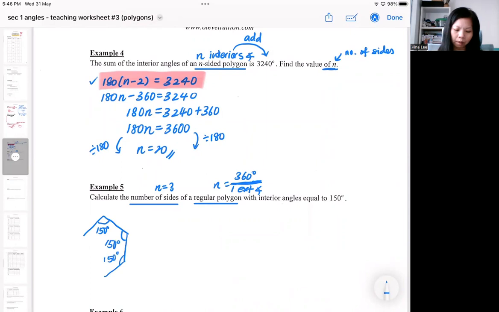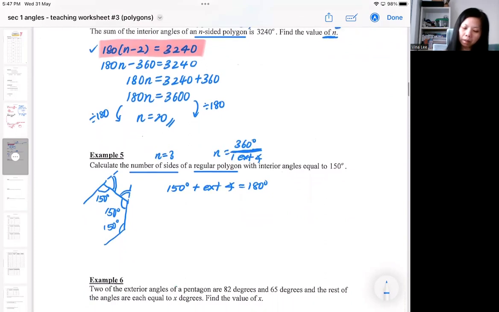So always don't forget there's a relationship between the exterior angle and the interior angle. Interior angle plus exterior angle is always 180 degrees. Remember, they will form a straight line. Because of this, I can find my exterior angle. My exterior angle is just 180 minus 150, equal to 30 degrees. That means every exterior angle is going to be 30 degrees.